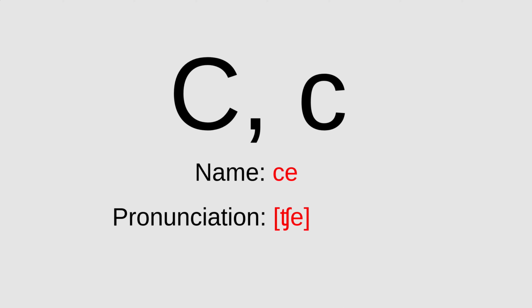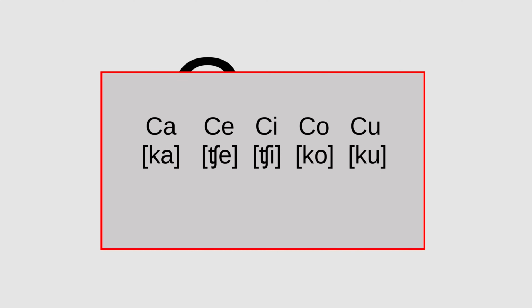Che. Che. As you may have noticed, the name of the letter C in Neolatin has a sound like the English CH, ch. The letter C is pronounced differently according to the vowel after it. Combined with the vowels A, O, and U, we obtain the sequences ka, ko, and ku, respectively. In turn, the letters E and I produce the sequences che and chi.